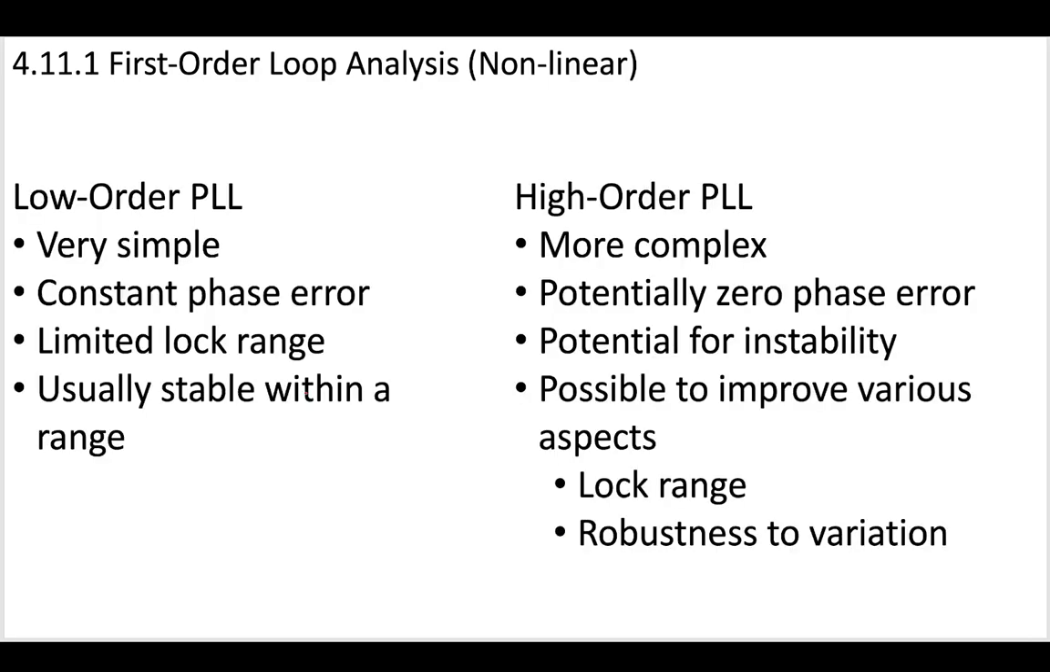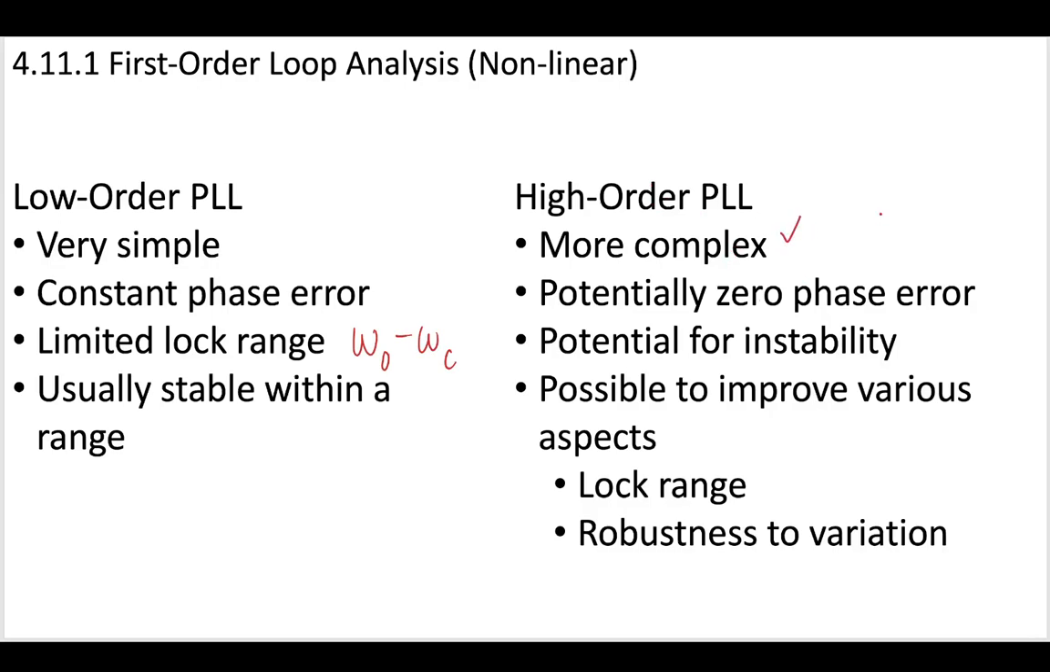So let's summarize a few things. Low order phase lock loops are very simple. They're going to have constant phase error. We saw that constant phase error show up in both the linear and nonlinear analysis. They're going to have a limited lock range. You need your incoming frequency and your VCO frequency to be pretty close to the same, and they should be stable within a range. However, higher order phase lock loops are going to be more complex.